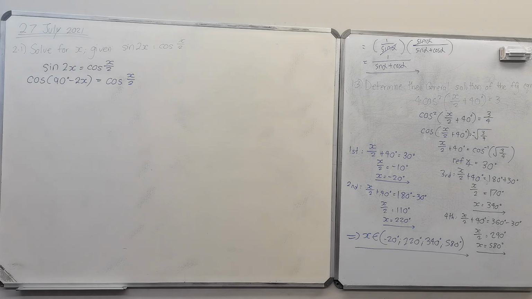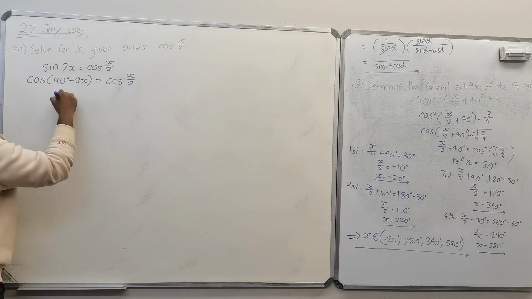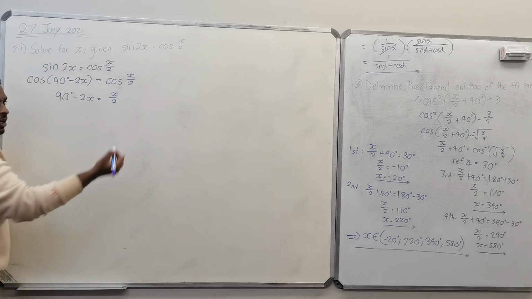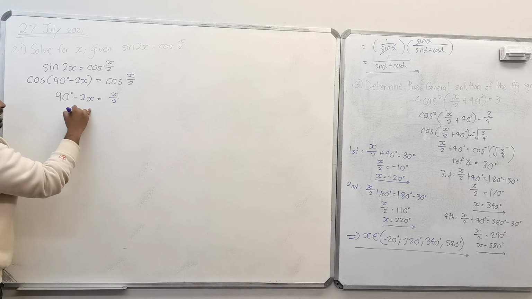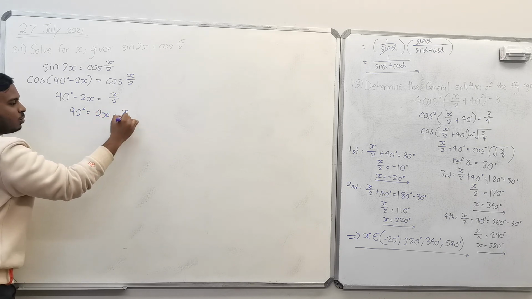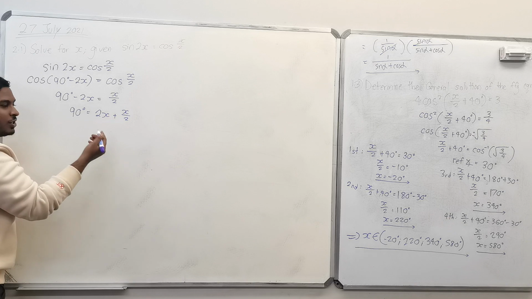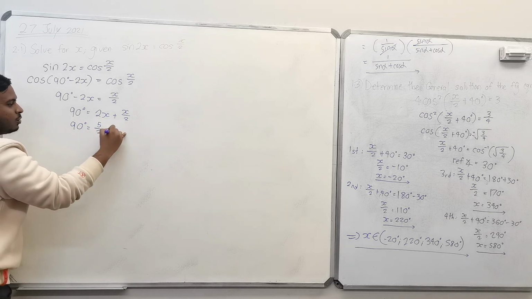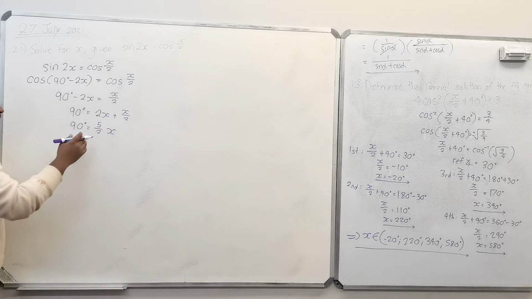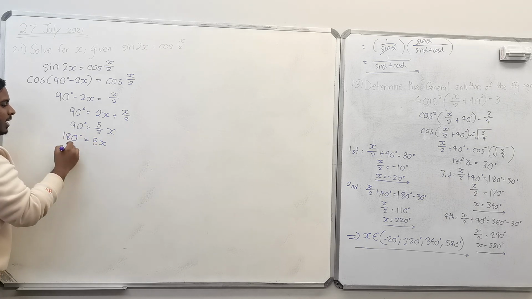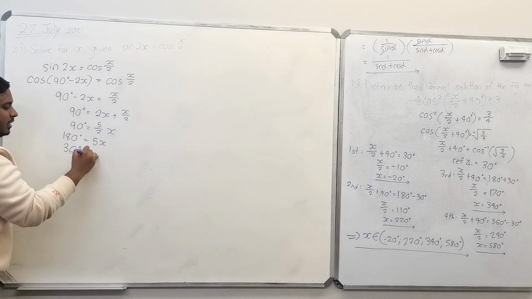Now what will happen to your cos's? It will cancel, right? So it will just fall away. So you're left with 90 degrees minus 2x equal to x all over 2. Right? 90 degrees is equal to 2x plus x over 2. It's 2 plus half, which is 2.5. You're left with 90 degrees equal to 5 over 2 x. 5 over 2 is 2.5, right? You multiply this, you're left with 180 equal to 5x, and then this is equal to 36 degrees.